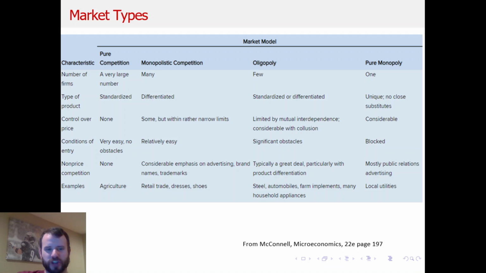And because they're differentiated, maybe Lucky Brand's able to charge a little bit higher price than Levi's, and maybe Levi's is able to charge a little bit higher price than Foreman Mills. So the differentiation allows for some control over price, but it's not going to be the same control over price that a monopoly would or that an oligopoly would have, depending on the oligopoly model. The oligopoly is a little more nuanced.